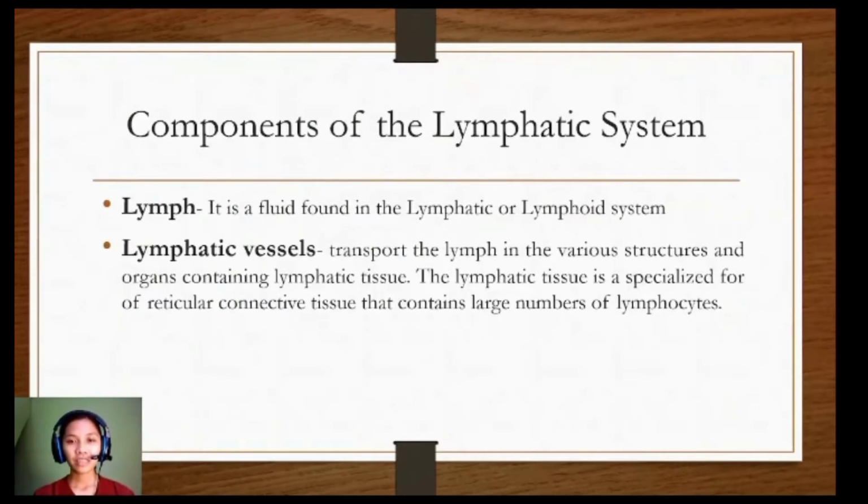Components of the lymphatic system: the lymph and the lymphatic vessels. So the lymph is a clear fluid that contains a high concentration of white blood cells and plays an important role in the immune response. Extracellular fluid from veins diffuses into lymphatic vessels and eventually into lymph nodes.